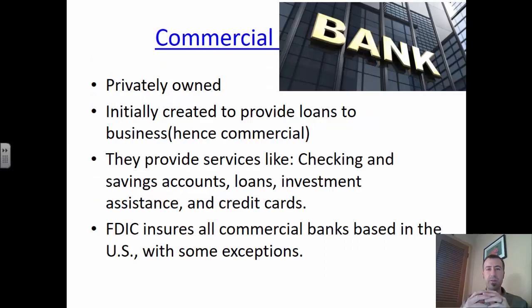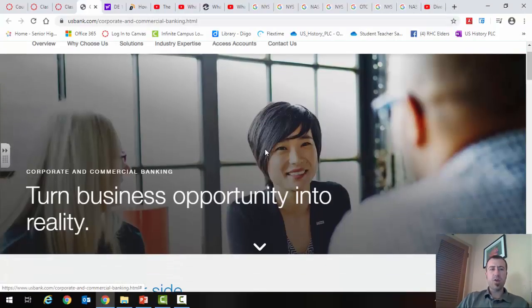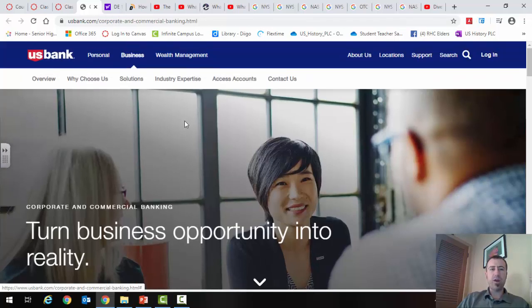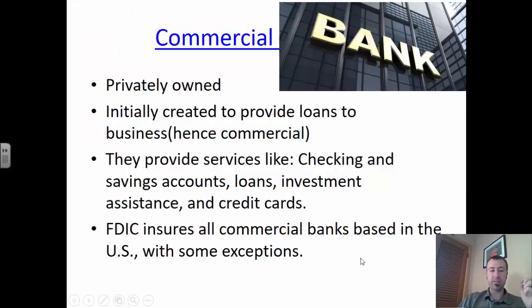Well, first, a commercial bank. A commercial bank, it's privately owned. It was initially created to help out businesses, hence the word commercial. And so if you go to a commercial bank, let's go to one right now, let's go to their website. And here's the US Bank. And if you look right at the top of their webpage, it says Personal Business Wealth Management. So it's a commercial bank focusing on helping businesses and even governments. So that's the key to a commercial bank. Its focus, initially, they were all focused on helping businesses.